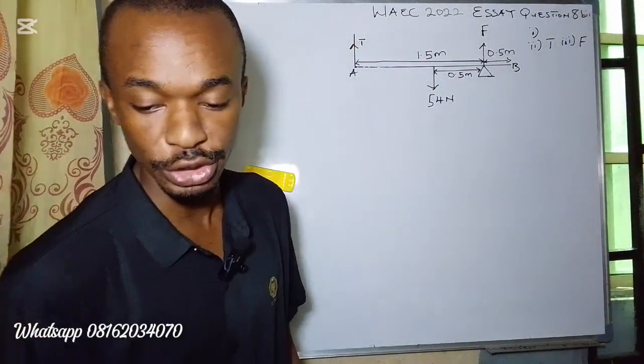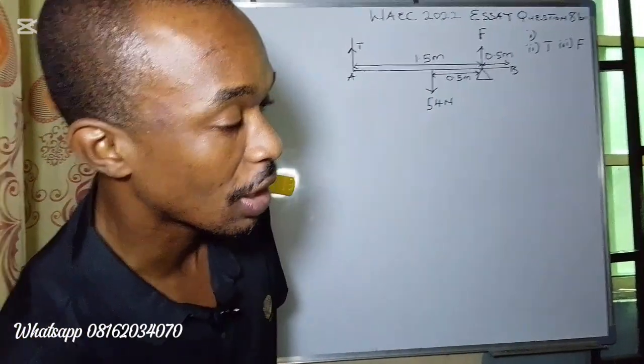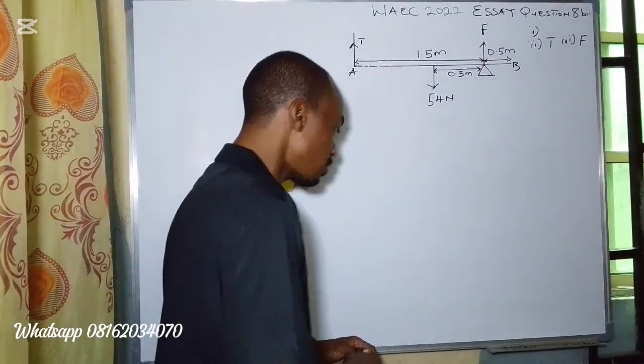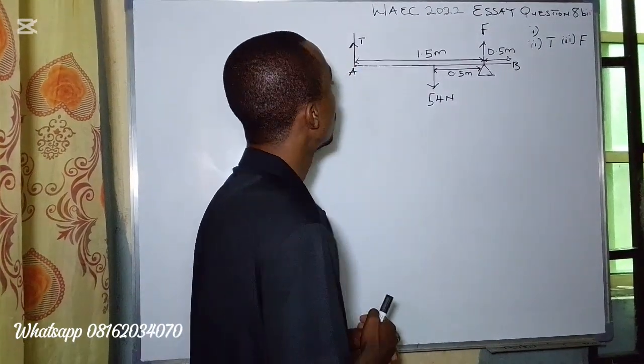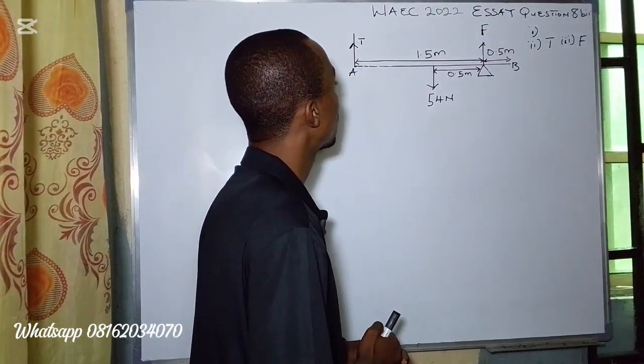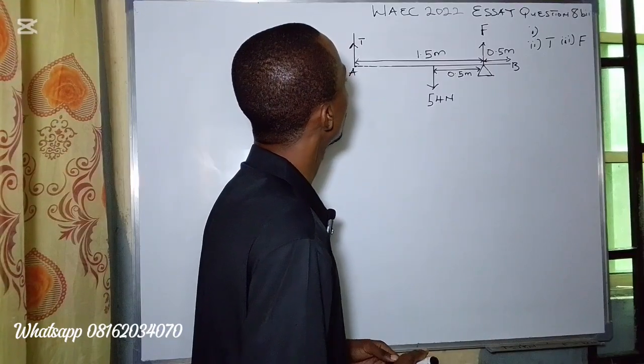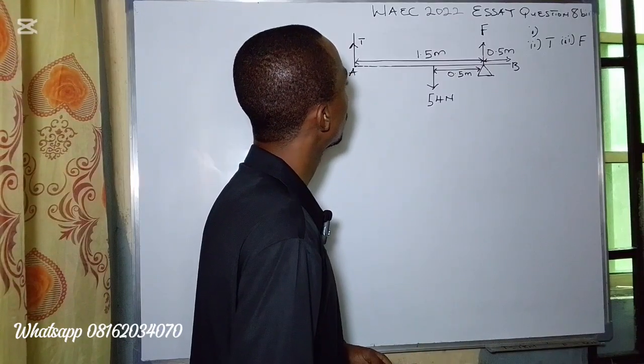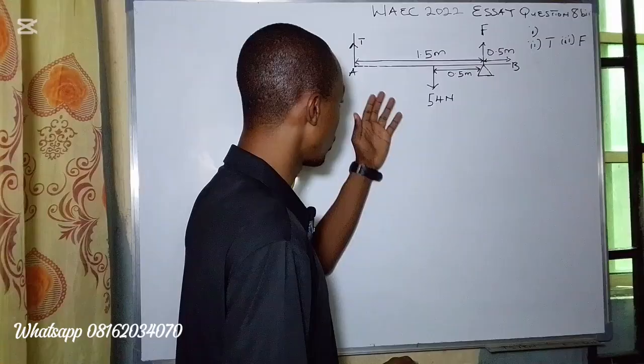In case you have issues with the diagram, maybe we can talk about equilibrium so that you can understand it better. So let's progress. From here, we're expected to find, we have already drawn it, that is I.